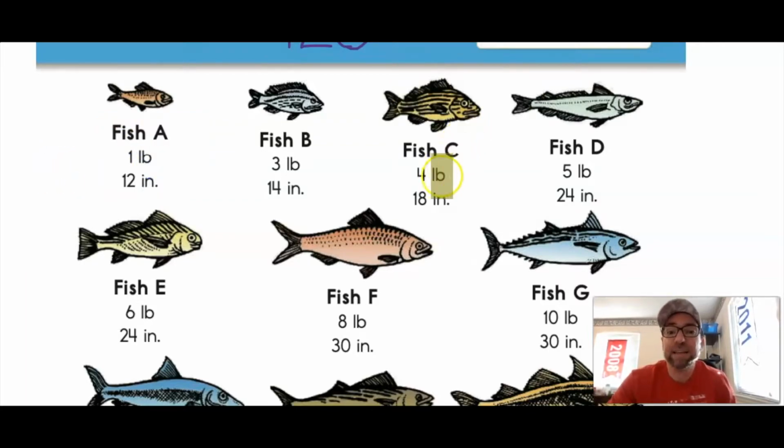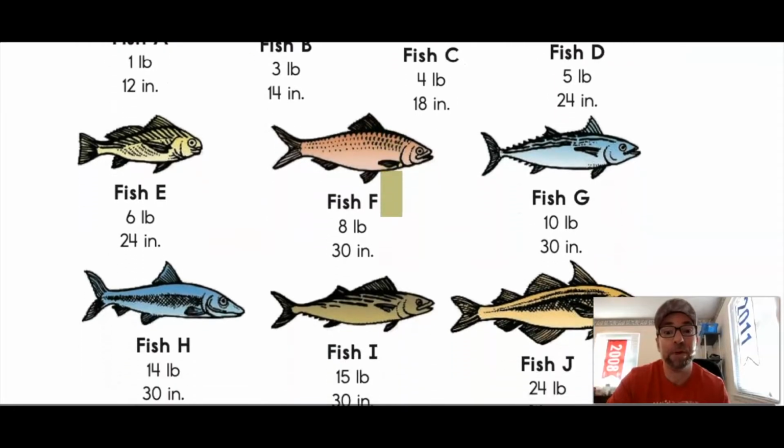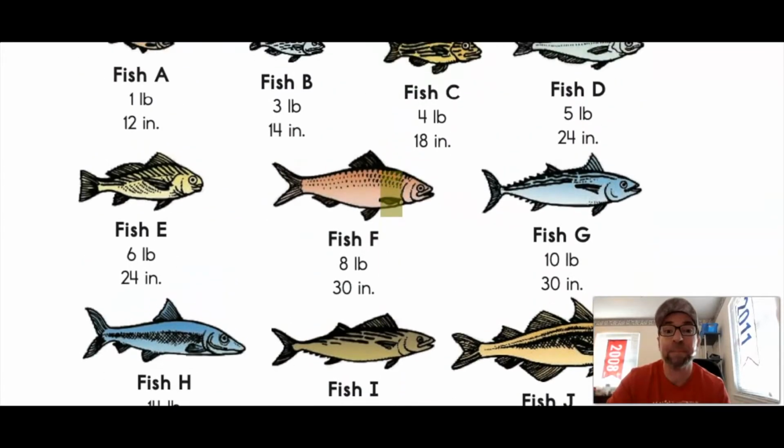Fish C is 18 inches long. Hopefully you didn't say 4, because 4 pounds means how much he weighs. Let's take a look at some others. Now our fishes start to get a little bit bigger. Notice how big they are getting.